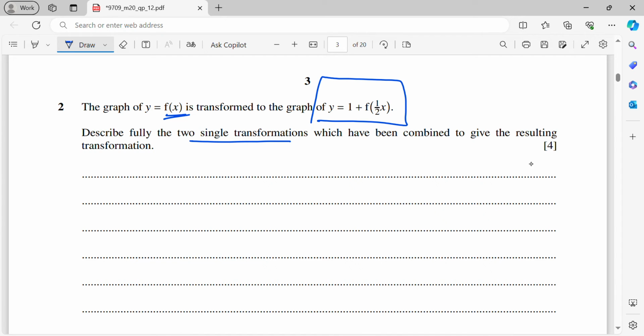So from here, our first transformation is f of half x. Then the second transformation is the plus 1. So the first transformation, f of half x, is a stretch parallel to the x-axis, with scale factor 2.